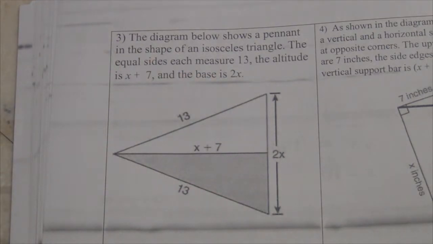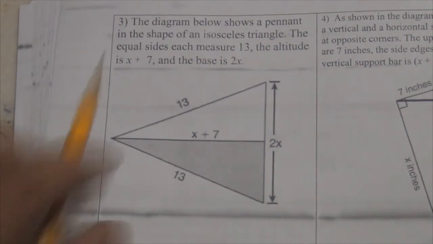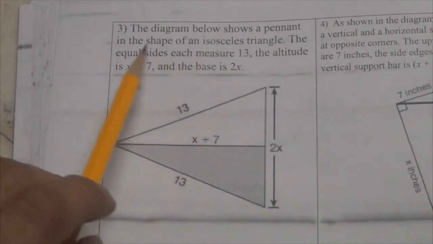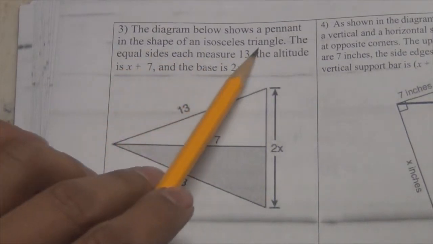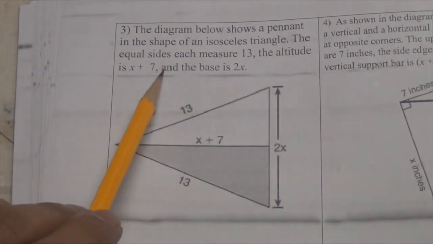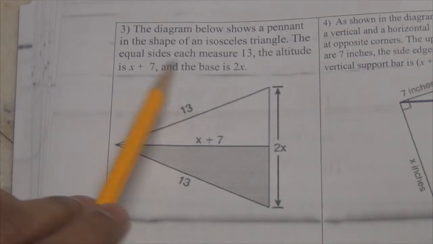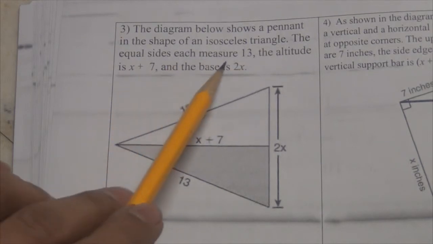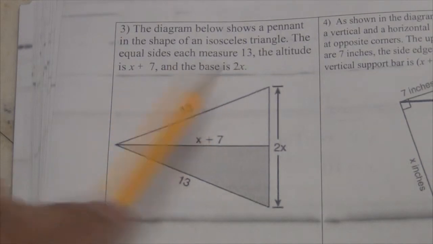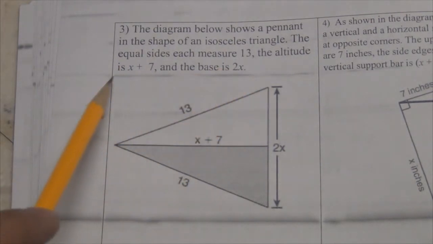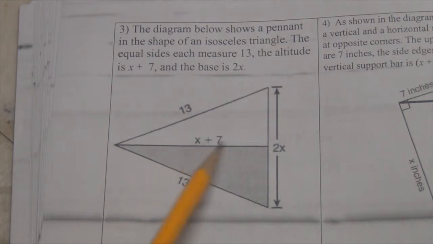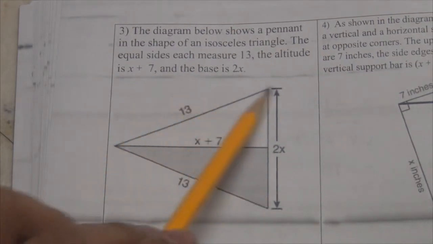Alright then, let's proceed. It says, in the diagram below, the diagram shows a pennant in the shape of an isosceles triangle. The equal sides each measure 13. The altitude is x plus 7, and the base is 2x.